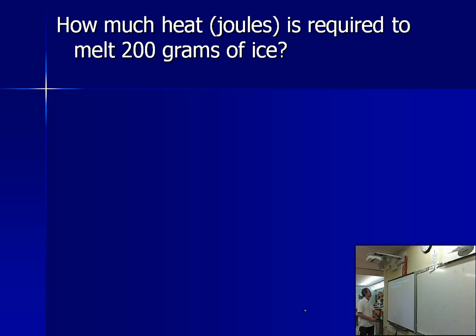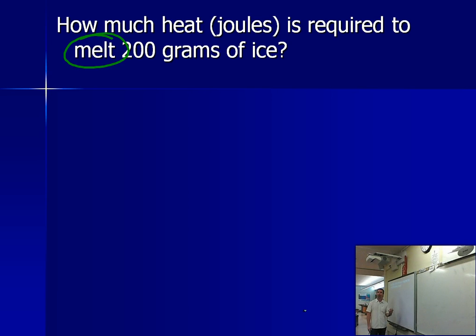Now, another problem says how much heat in joules is required to melt 200 grams of ice. So here we ask the question, is there a phase change? Answer, yes. How do I know yes? Because I see the word melt. I also do not see a change in temperature. There is no delta T.